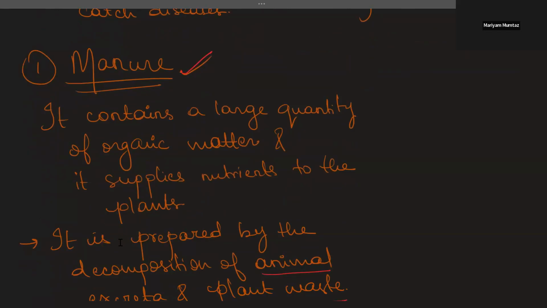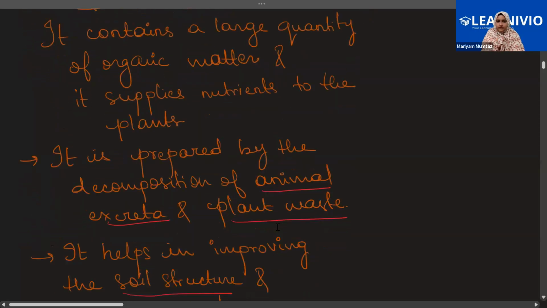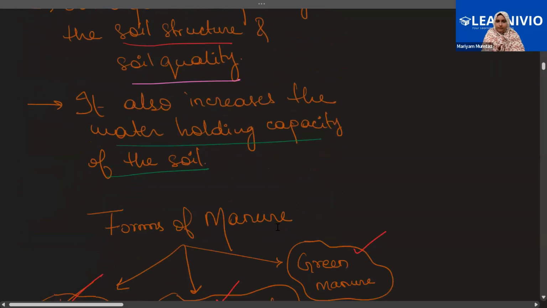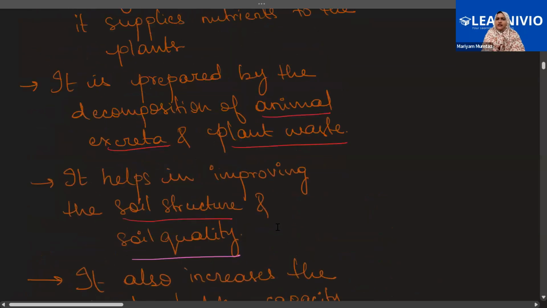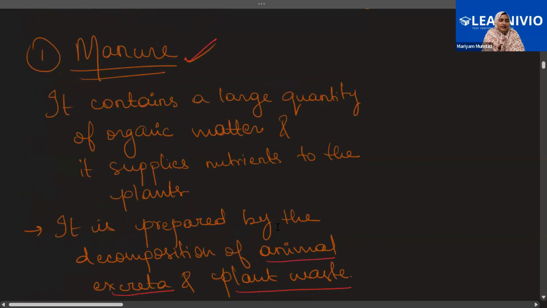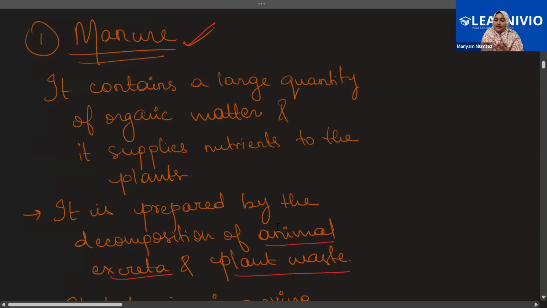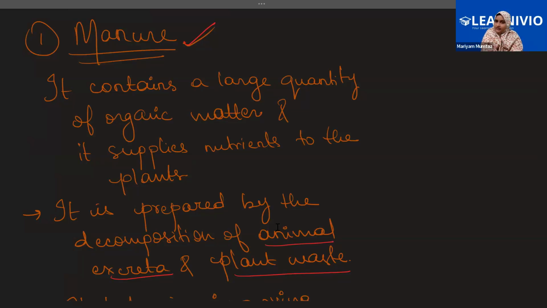Now let's move forward and I'll tell you about what manure actually is. We have discussed this, right? I told you what manure is. It is basically an organic substance. Organic means something that is found in the body of a living organism, and it is a storehouse or a reserve of nutrients, right?